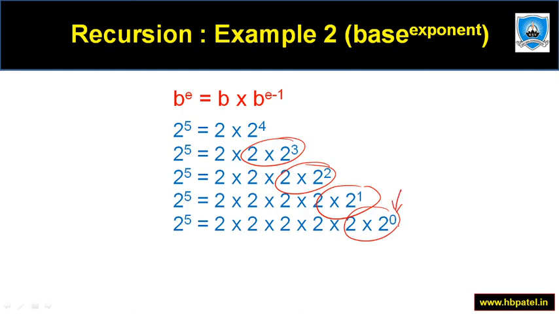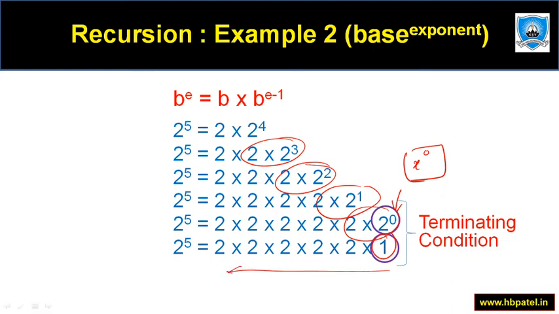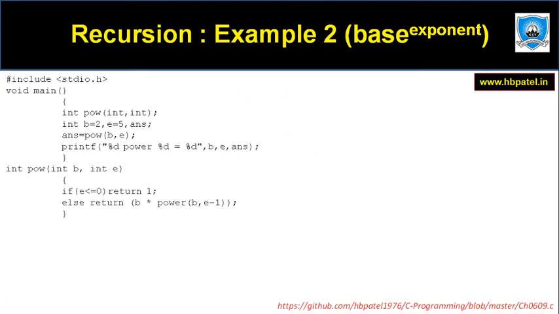So 2 raised to 0, anything raised to 0, that is our terminating condition, because we know that anything raised to 0 is 1. So that is 1. So look at this. This is our terminating condition, and once this is done, you can multiply 2 into 2 into 2 into 2 into 2. So the answer will be 32. So this is something we want to do with C programming. So let us write a C program.